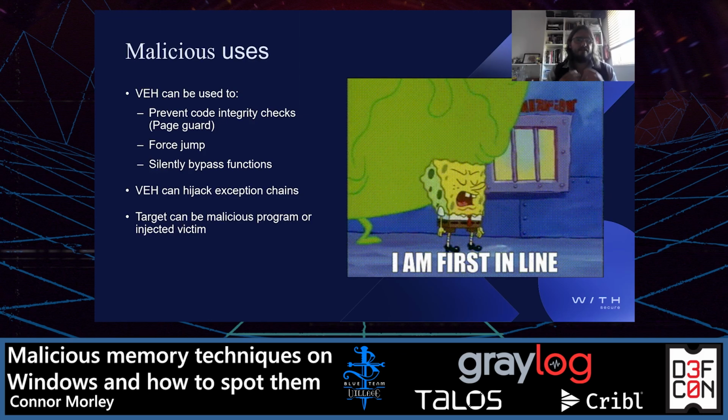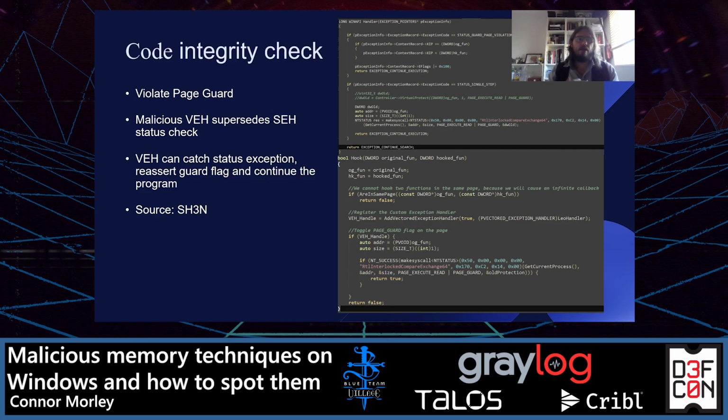So VEH can hijack the exception chains because it's got higher priority than SEH. And it can either be done against a victim process, as long as there is adequate access, or it can be done against a malicious program, simply to remove any visibility by security vendors by checking for if there is exception generated behavior. So let's look at code integrity checks.